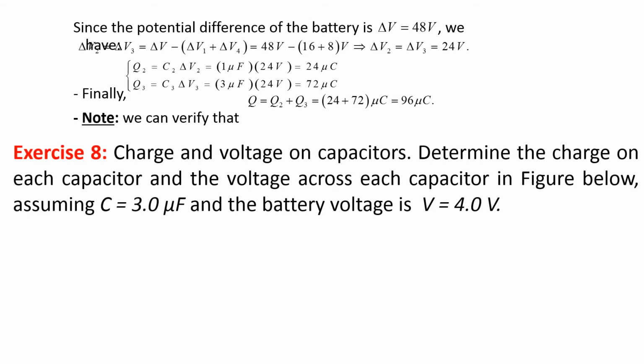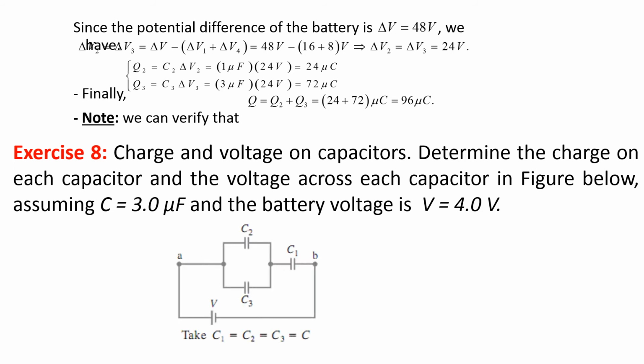Then question number 8. We are asked to determine the charge and the voltage on capacitors. Determine the charge on each capacitor and the voltage across each capacitor in the figure below, where the capacitance C equals 3 microfarad and the battery voltage is 4 volts. We are given the voltage of the battery to be 4 volts. Capacitance C1 equals capacitance C2 equals capacitance C3 equals capacitance C, which is equal to 3 microfarad.